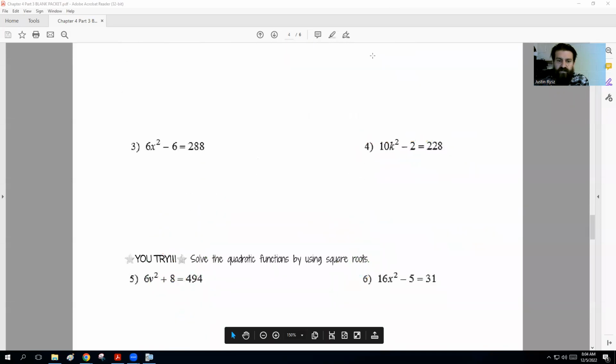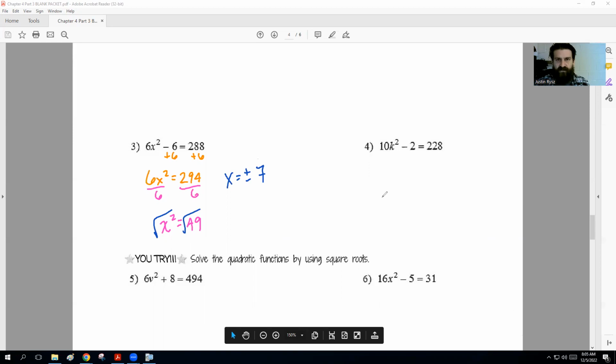Two more problems here to see if you guys got the hang of this. For this problem, isolate the x squared. We're going to add 6 over to the other side. 6x squared is equal to 288 plus 6, which is 294. We're going to divide that by 6. I think that does come out nice. Let me just double check my calculator. 294 divided by 6 is 49. Then when we take the square root of both sides, we get x equals plus or minus 7. If you don't trust yourself with the square root, use the calculator.